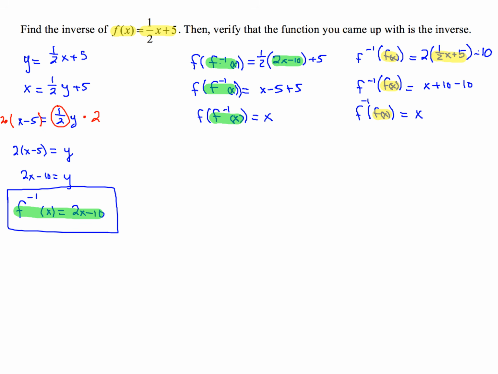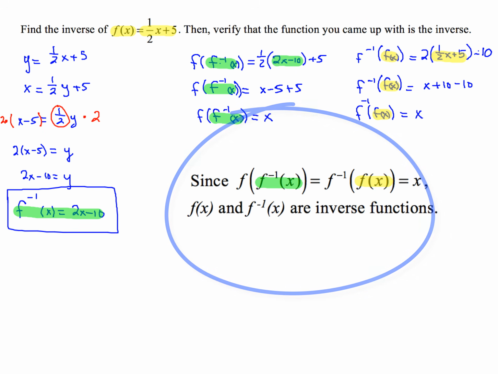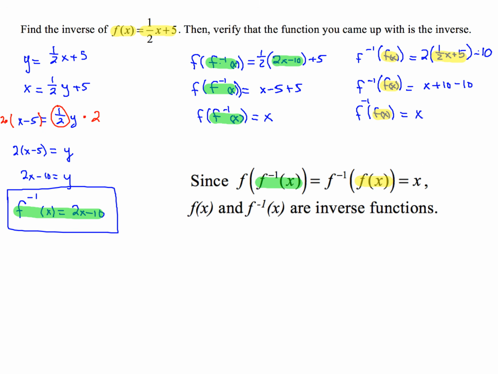Now, if this is a case where you do end up with x when you plug the original function into the inverse and the inverse into the original function, then these 2 functions are verified to be inverses. Now that's not enough. We can't just do that algebraically. We also have to write a sentence that justifies our reasoning. And this is what your sentence should look like. So when you're done, be sure you write a sentence that says the following. Since f of f inverse of x equals f inverse of f of x equals x, f of x and f inverse of x are inverse functions.